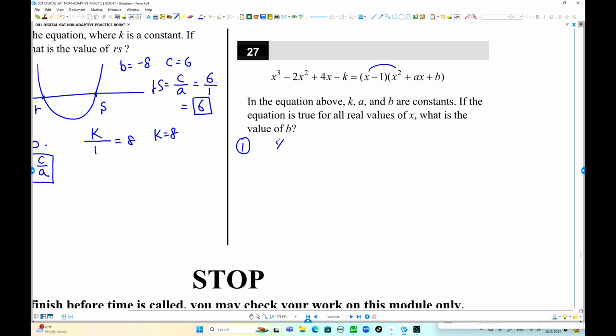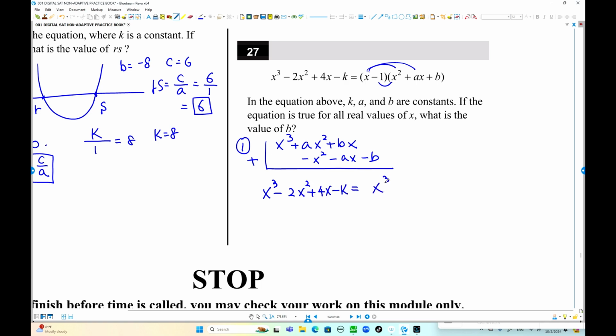Right hand side, what is that? X times x squared is x cubed. X times ax is ax squared. And b times x is bx. And negative 1 times x squared is negative x squared. Negative 1 times x is negative ax. Negative 1 times b is negative b, right? When you add this, the left hand side is still x cubed minus 2x squared plus 4x minus k equals x cubed plus, these are like terms, right? So a minus 1 x squared and b minus a x, minus b. That's the same standard form, right?